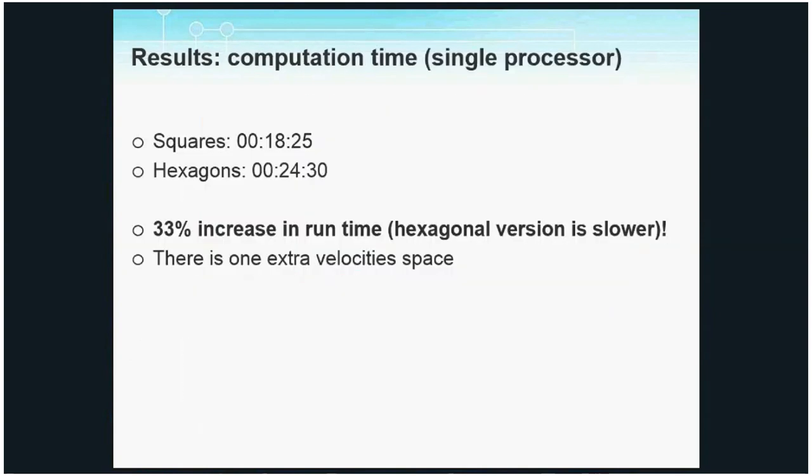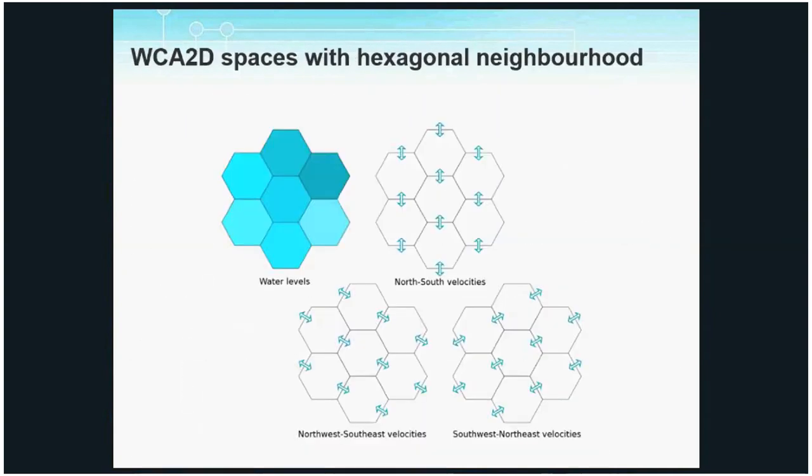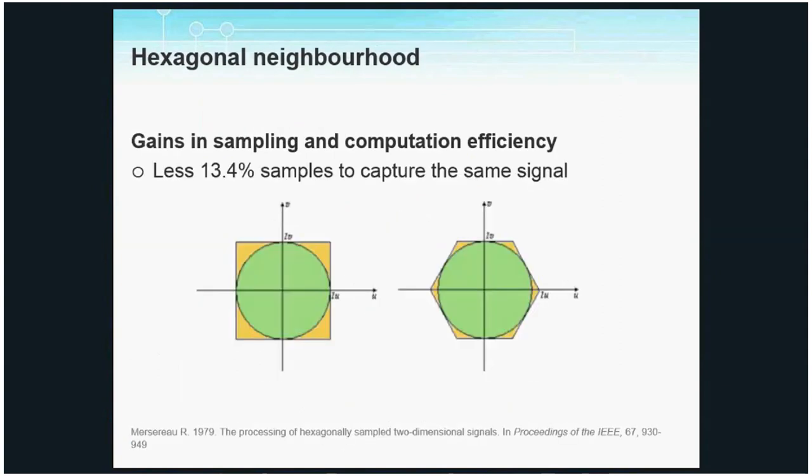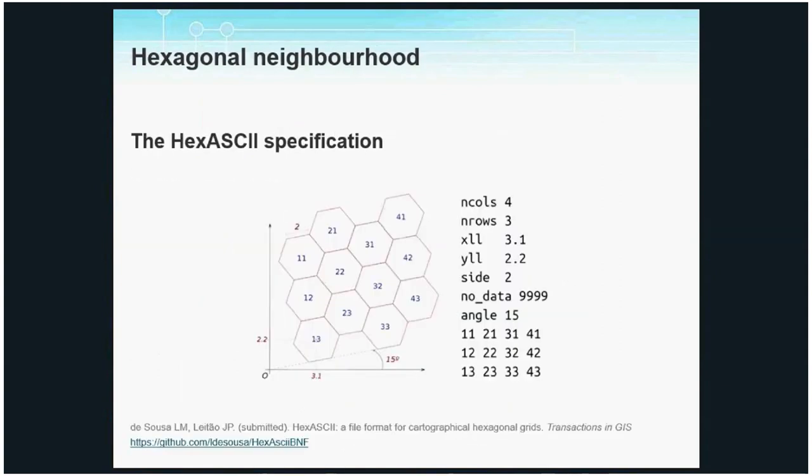Yeah. Okay. This is just to show that we can turn the grid. We can have the grid with 0 degrees. So this is just to show that with this format, with this specification, we can rotate the hexagonal grid. It doesn't have to be aligned with the x-axis, for example. But for this specific case, we used the hexagonal grid in the same direction as the square grid, so parallel to the x-axis.